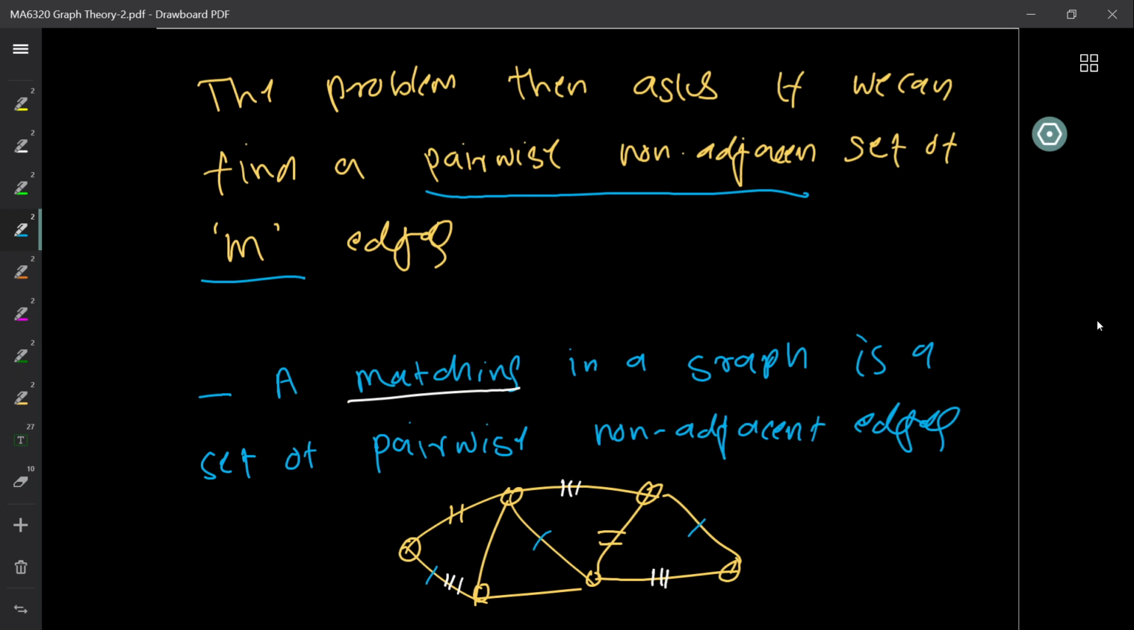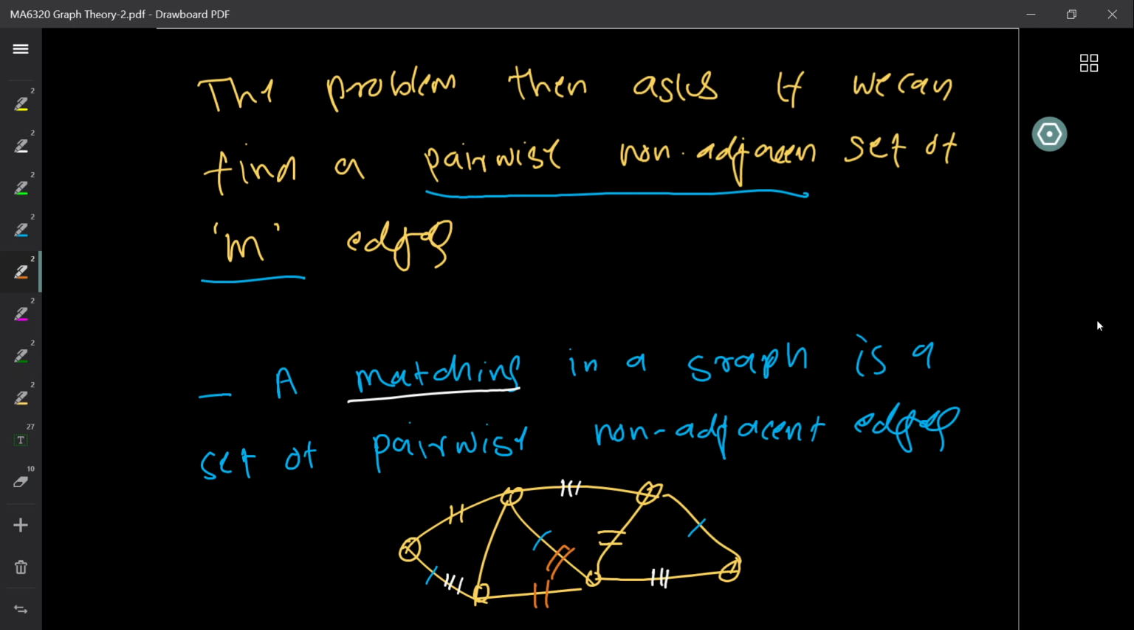So here is an example of a matching. You have this graph. The blue edges form a matching because they are pairwise non-adjacent. The two yellow double line edges form a matching, and the white line edges also form a matching. But if two edges are incident to each other, then they will not form a matching. For example, this and this is not a matching pair of edges because they have a vertex in common. We don't want that. We want pairwise non-adjacent edges.